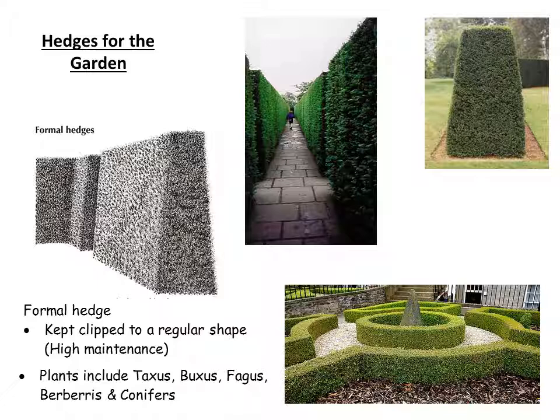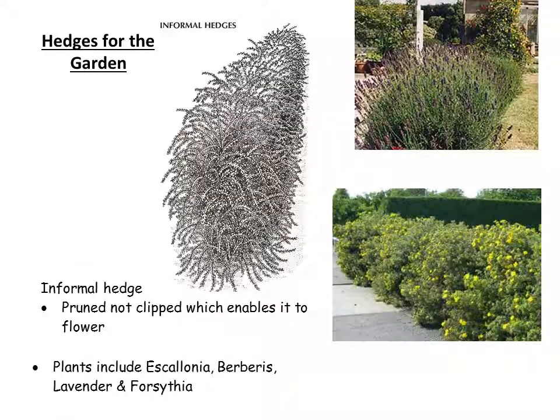So these are your formal hedges, topiarized, and then we've got informal hedges that might be lavender or potentilla. They tend to be fairly low, and it's just a matter of pruning off the flowers, or pruning it in a cloud-like way, having lots of informal shapes, but still creating it as a barrier that runs through the border.